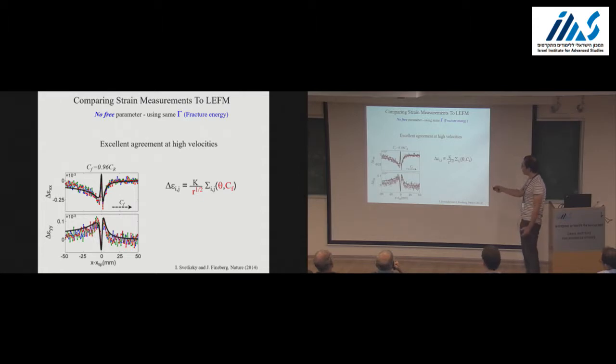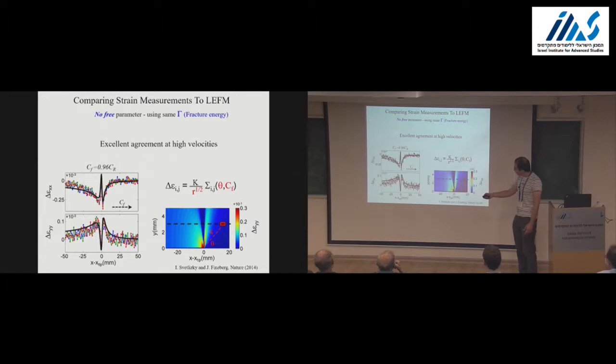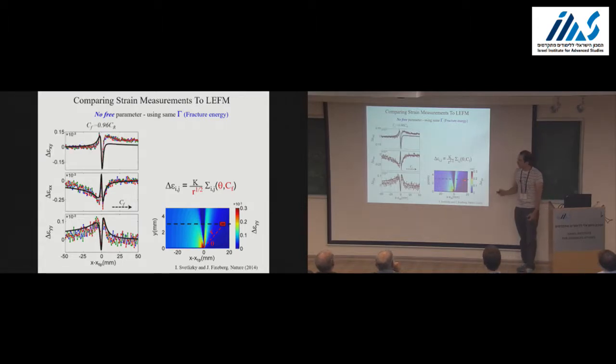Again, we see an excellent agreement at high velocities. This time we have no additional free parameters. We just use the same fracture energy from before. I would like to make a point that the strong oscillations that we see are actually due to the violent angular behavior of the solution, okay? The same oscillations also appear at the shear component. However, a closer look shows that the square root singular term apparently fails to describe our measurements for the shear component just ahead of the rupture.